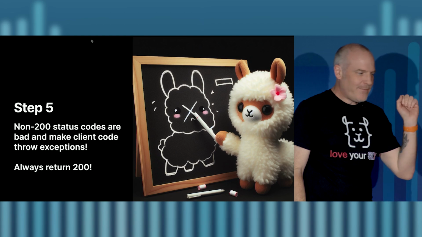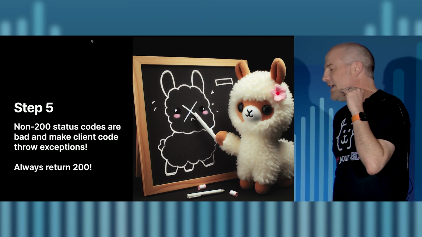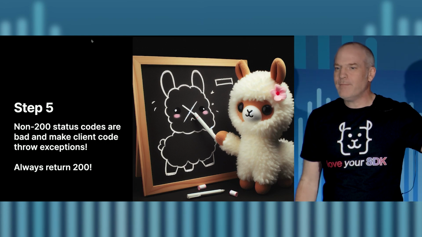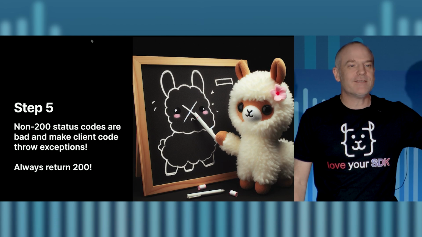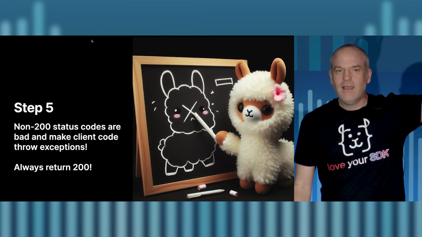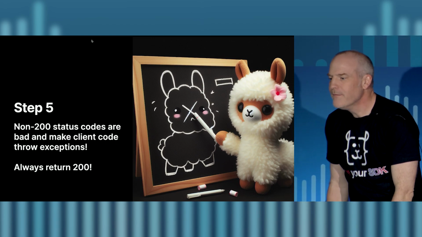Okay. Step 5. This is one of my favorite ones. Now, has anybody ever used a client SDK and they've called an endpoint and it's thrown an exception because there's an error somewhere? Maybe they've passed the wrong data, yeah? Anyone done that, throw an exception? Yes. That's a bad thing, isn't it? We don't want exceptions. My code might crash.